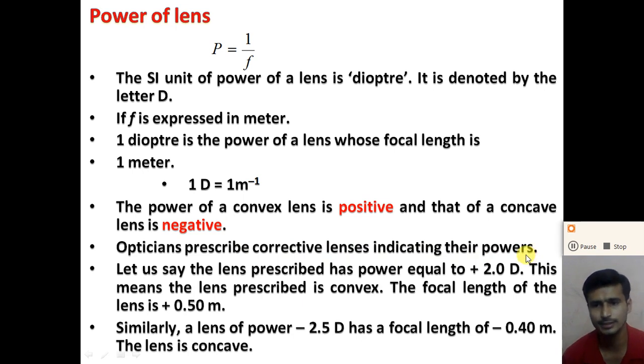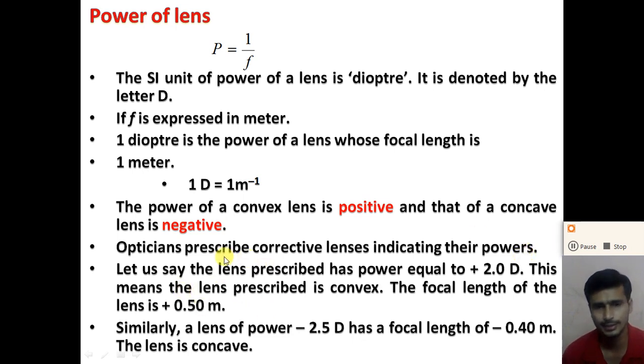Our spec has some type of lens the optician provides to us, right? And the optician prescribes the corrective lens indicating their power. So if we cannot see different objects near to our eye or far from our eye, we have some defect in our eye. Due to this, the optician prescribes the corrective lens indicating their powers. The optician gives us the power of the lens which we require to put in our eye.